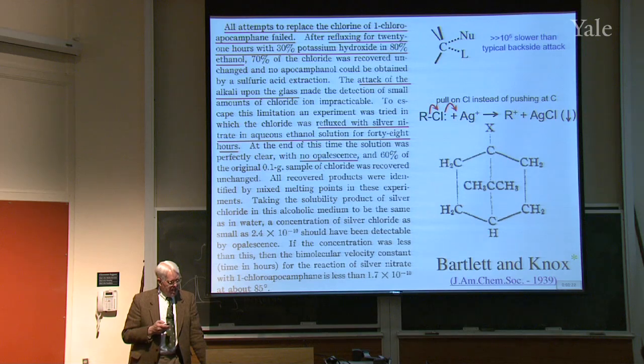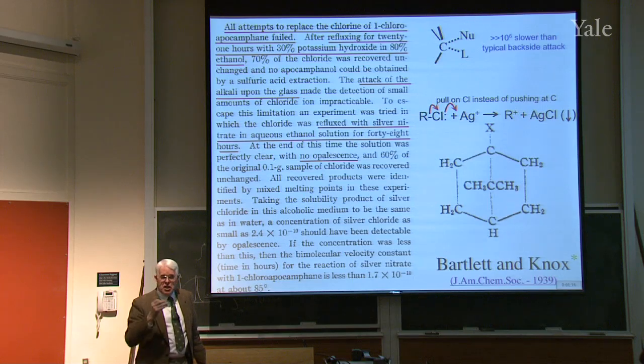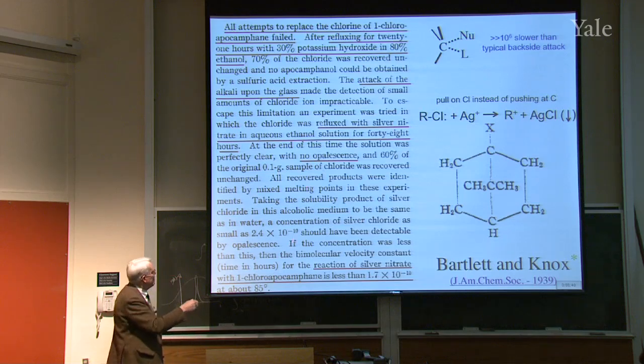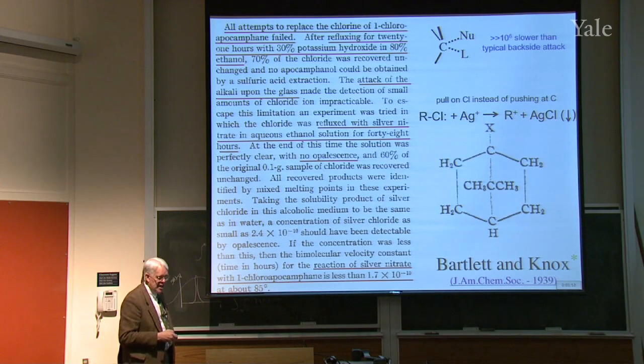Except in this case, it didn't work. There was no opalescence. That is, the solution remained clear. Why opalescence? Because if you get this reaction, the silver chloride makes a precipitate, and if you get just a little bit of it, you can see a little bit of cloudiness there. But they saw none, and in fact, as you can read here, the reaction of silver nitrate with 1-chloroapocamphane is at least 2 times 10 to the minus 10th at about 85 degrees.